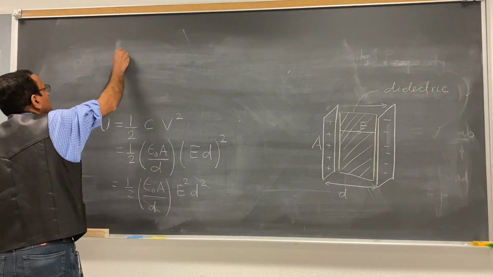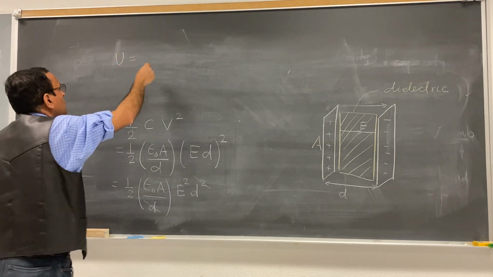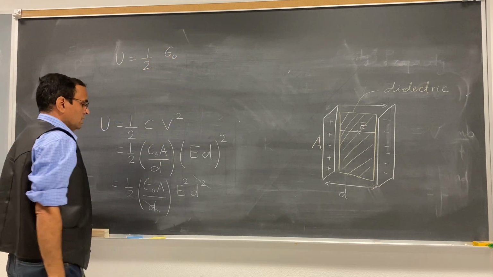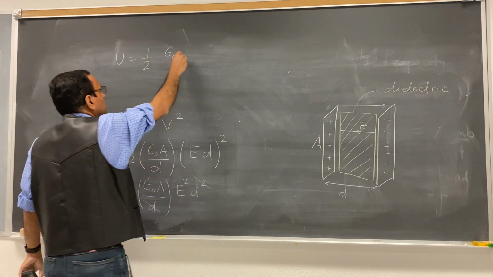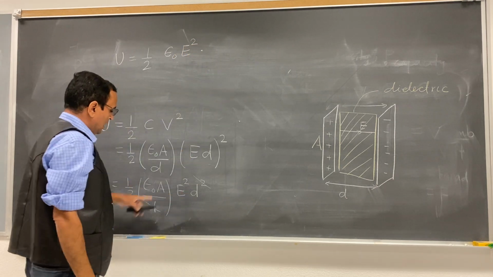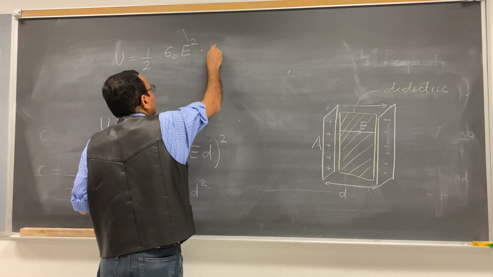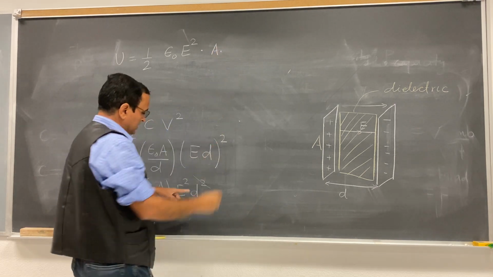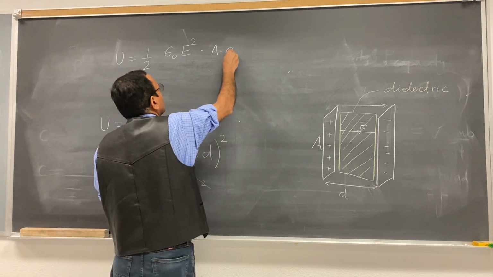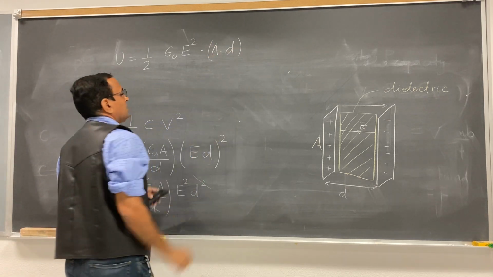Your energy U is equal to 1/2 epsilon 0. I want to write down E squared first. E squared times A, and you have a D there. The D's cancel out partially, so you still have a D here. This is A times D.